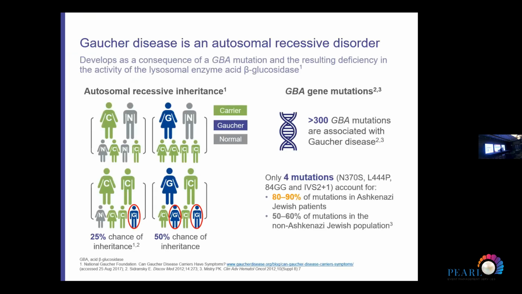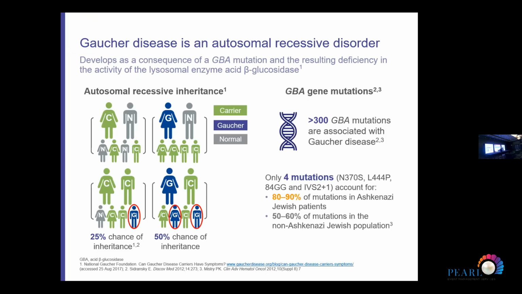So what is Gaucher disease? Gaucher disease is an autosomal recessive lysosomal storage disease that develops as a consequence initially of a GBA mutation, which results in deficiency of the activity of the lysosomal enzyme beta-glucosidase.